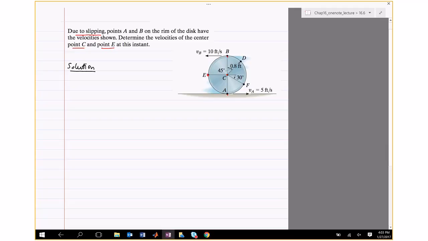So the first thing I want to do is draw the Instantaneous Center. The reason is that I want to first find the angular velocity of the disk. If I find the angular velocity, then I will be able to solve for velocity of E and velocity of C, because velocity of E and C would depend on the angular velocity. So my goal is to find the angular velocity of the disk, which is not given to me. So let me first draw the disk, and draw the velocity vectors.